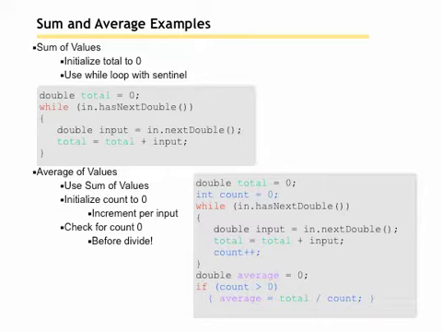To average a set of values, we use that sum algorithm, plus we count how many values are there. int count = 0, count++ inside the loop, and then outside the loop, if count is greater than 0, then we can go ahead and calculate the average by dividing total by count. Be careful to have that if statement, because if count equals 0, then we could potentially have a divide by 0 error, and our program would crash.